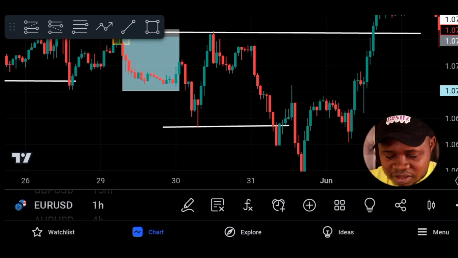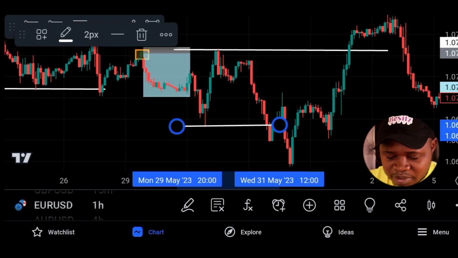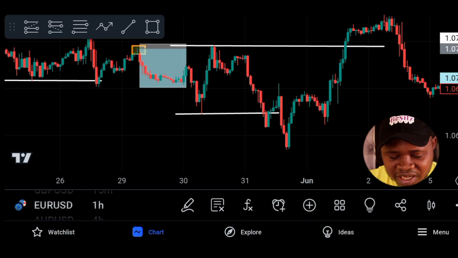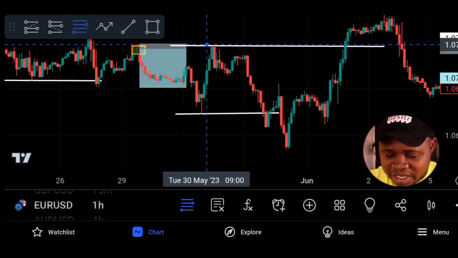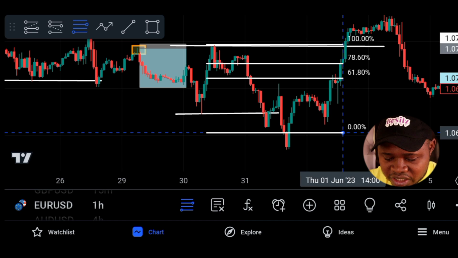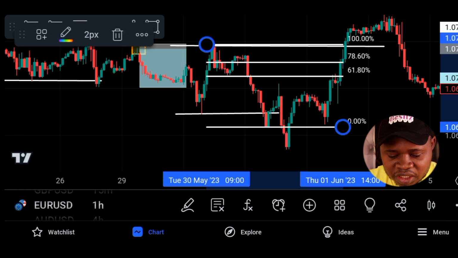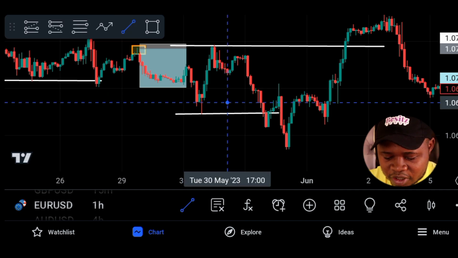Now look at this. This is another pullback. Okay, this is a pullback. This is a break of structure. Okay, the market started pulling back. In this case, the market could not get into 618. Let me see. If you plot, it didn't tap into 618 or 78 level. Then there's no problem. Then it created another BOS.